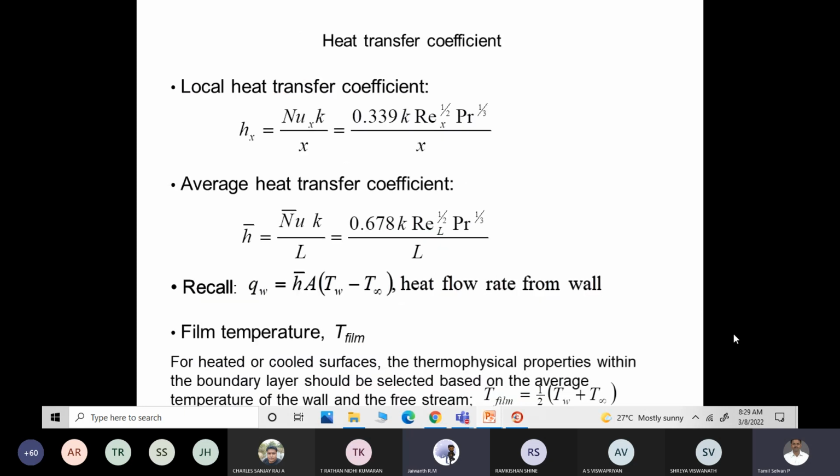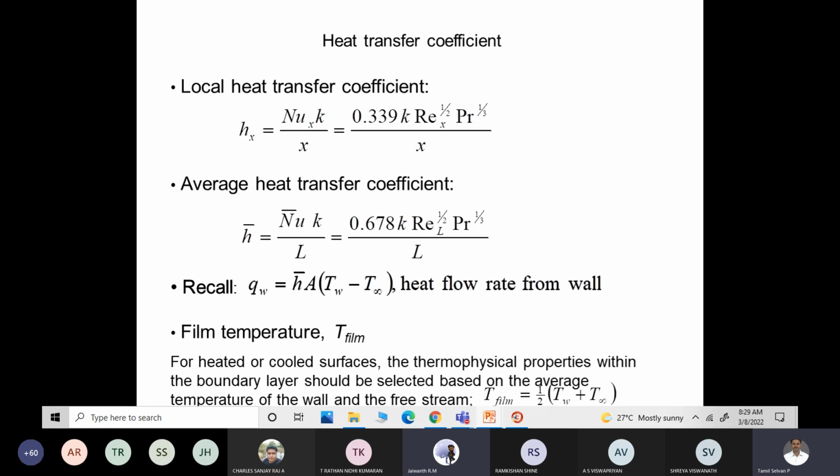Similarly, the average convection heat transfer coefficient h bar is calculated by considering Nu bar times k divided by L. This is the expression used to find it. And there is one more thing, the film temperature. The film temperature is often considered.